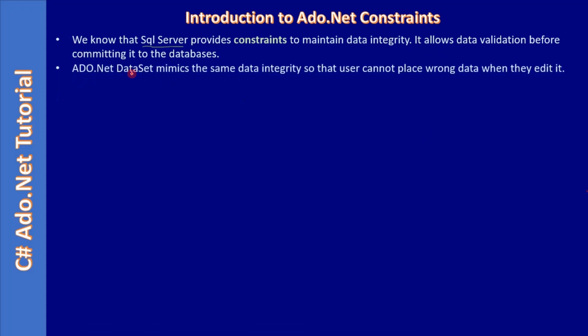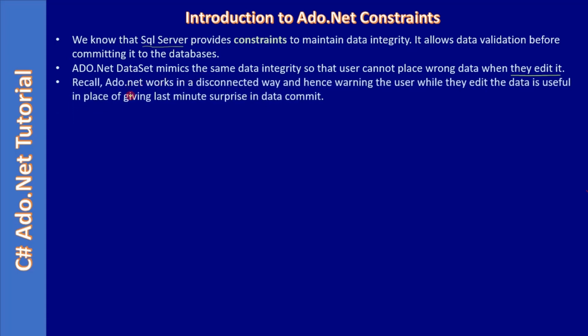ADO.NET mimics the same data integrity so that the user cannot place wrong data when they edit it. So during the edit time itself, ADO.NET tells if there is any integrity violation. So the ADO.NET dataset mimics the constraints of the backend.